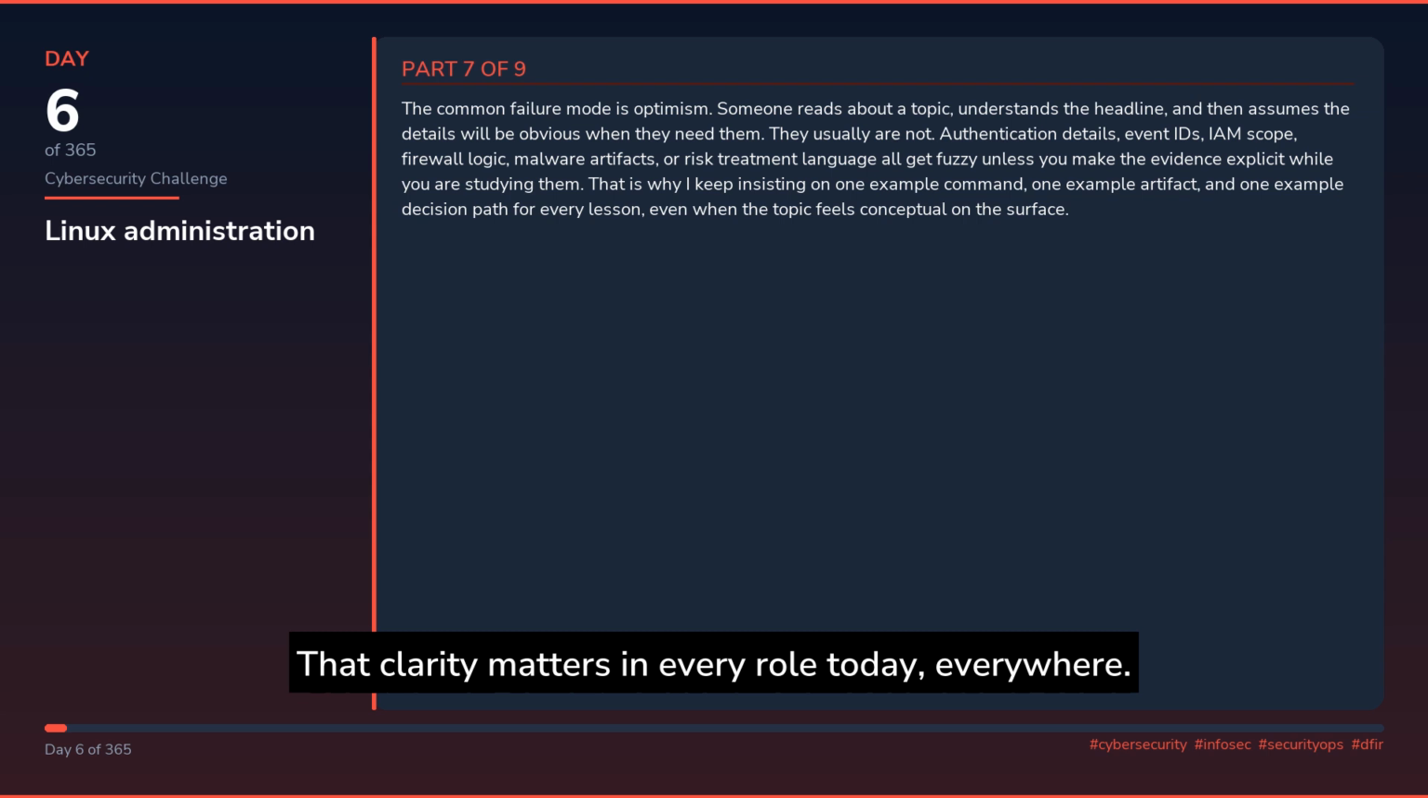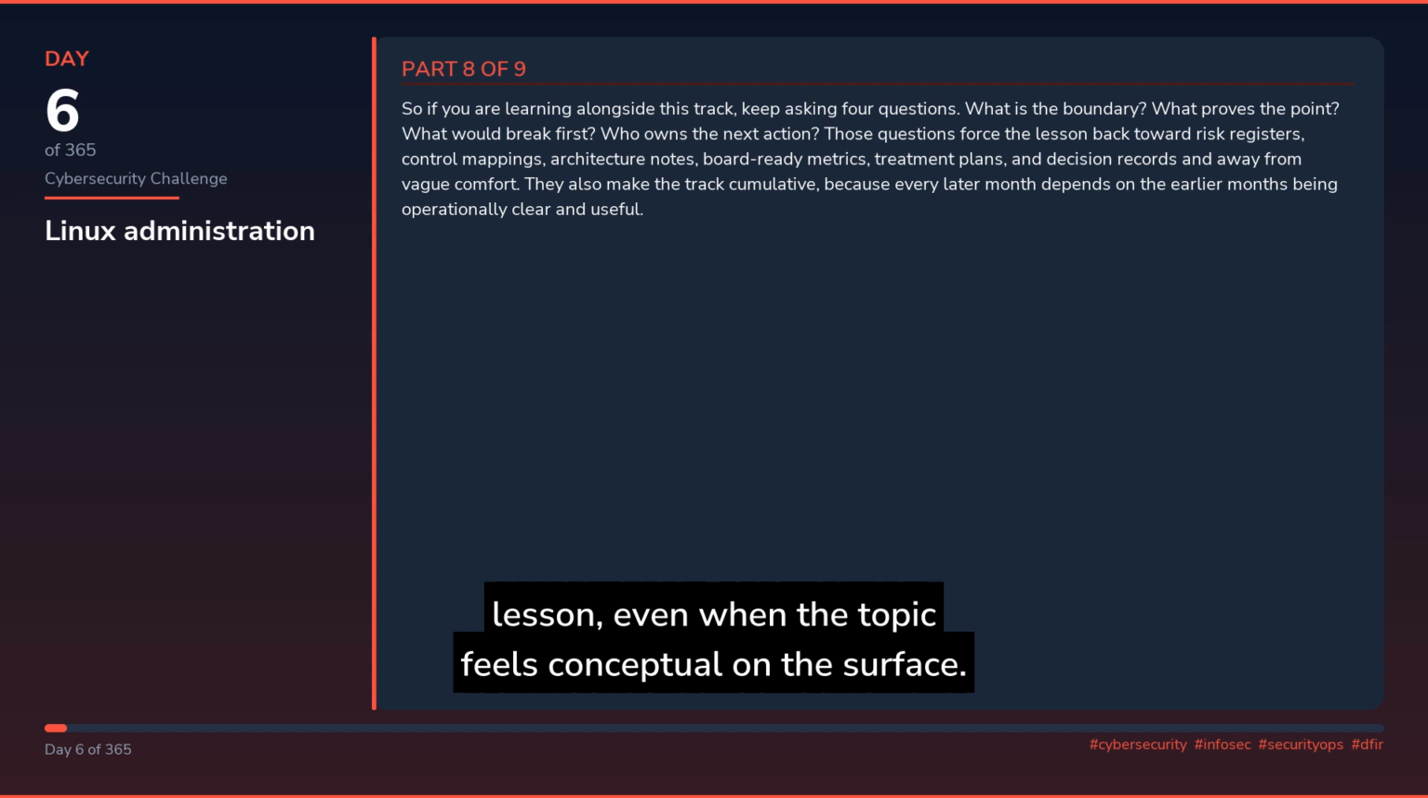The common failure mode is optimism. Someone reads about a topic, understands the headline, and then assumes the details will be obvious when they need them. They usually are not. Authentication details, event IDs, IAM scope, firewall logic, malware artifacts, or risk treatment language all get fuzzy unless you make the evidence explicit while you are studying them. That is why I keep insisting on one example command, one example artifact, and one example decision path for every lesson, even when the topic feels conceptual on the surface.